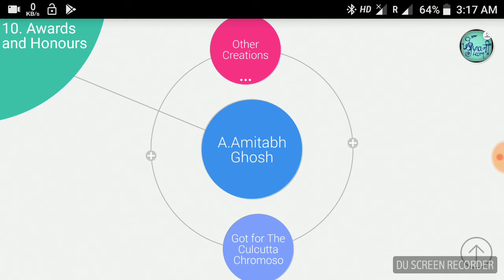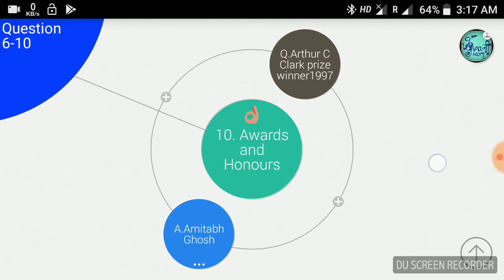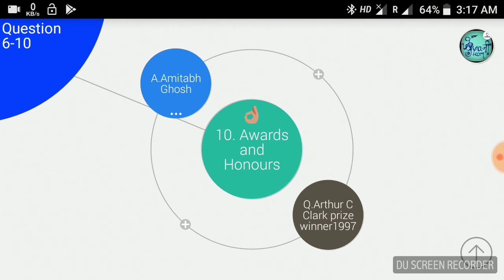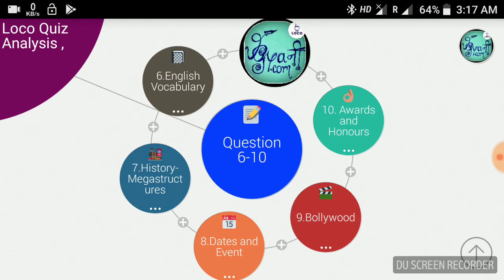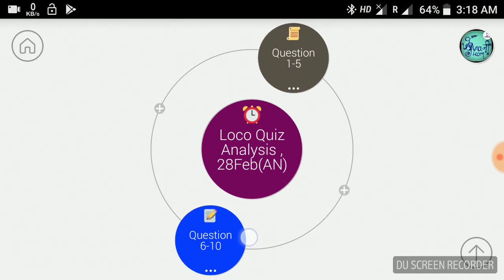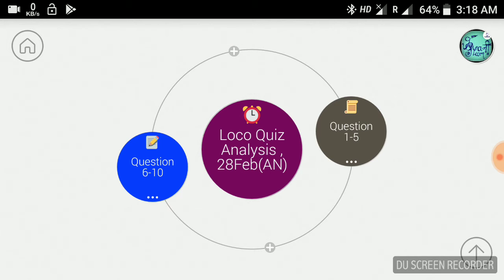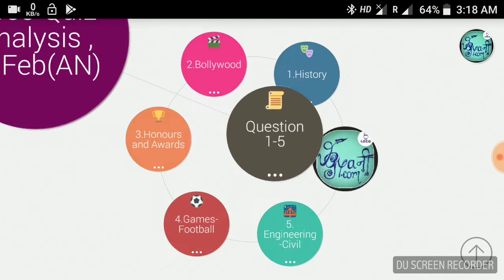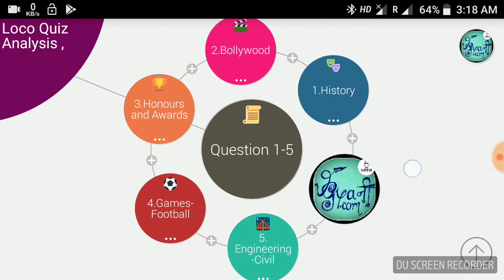So Amitabh Ghosh won this Arthur C. Clarke Prize in 1997. So these are the 10 questions that I have covered in this quiz. I hope I have completed each and everything, that I touched each and everything once again.